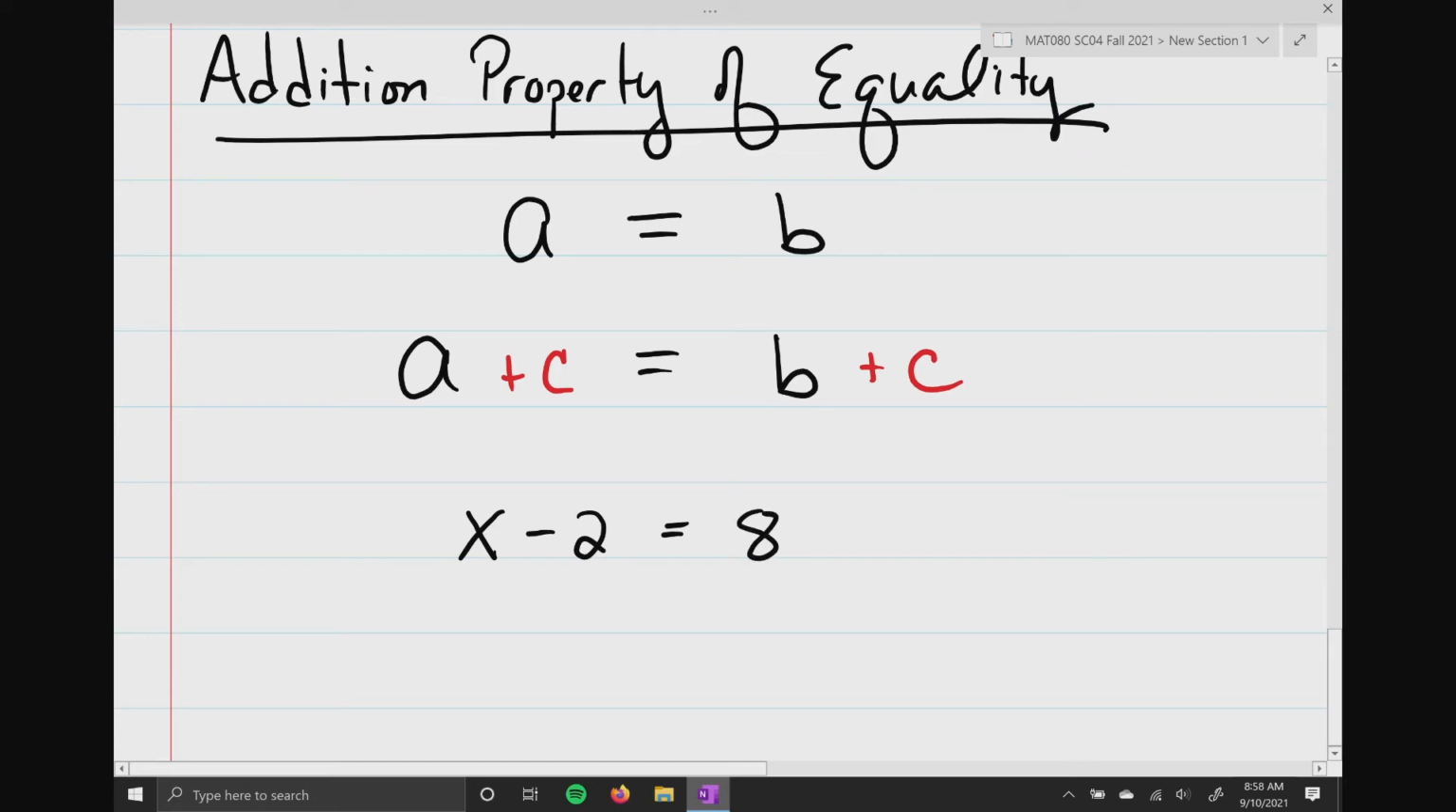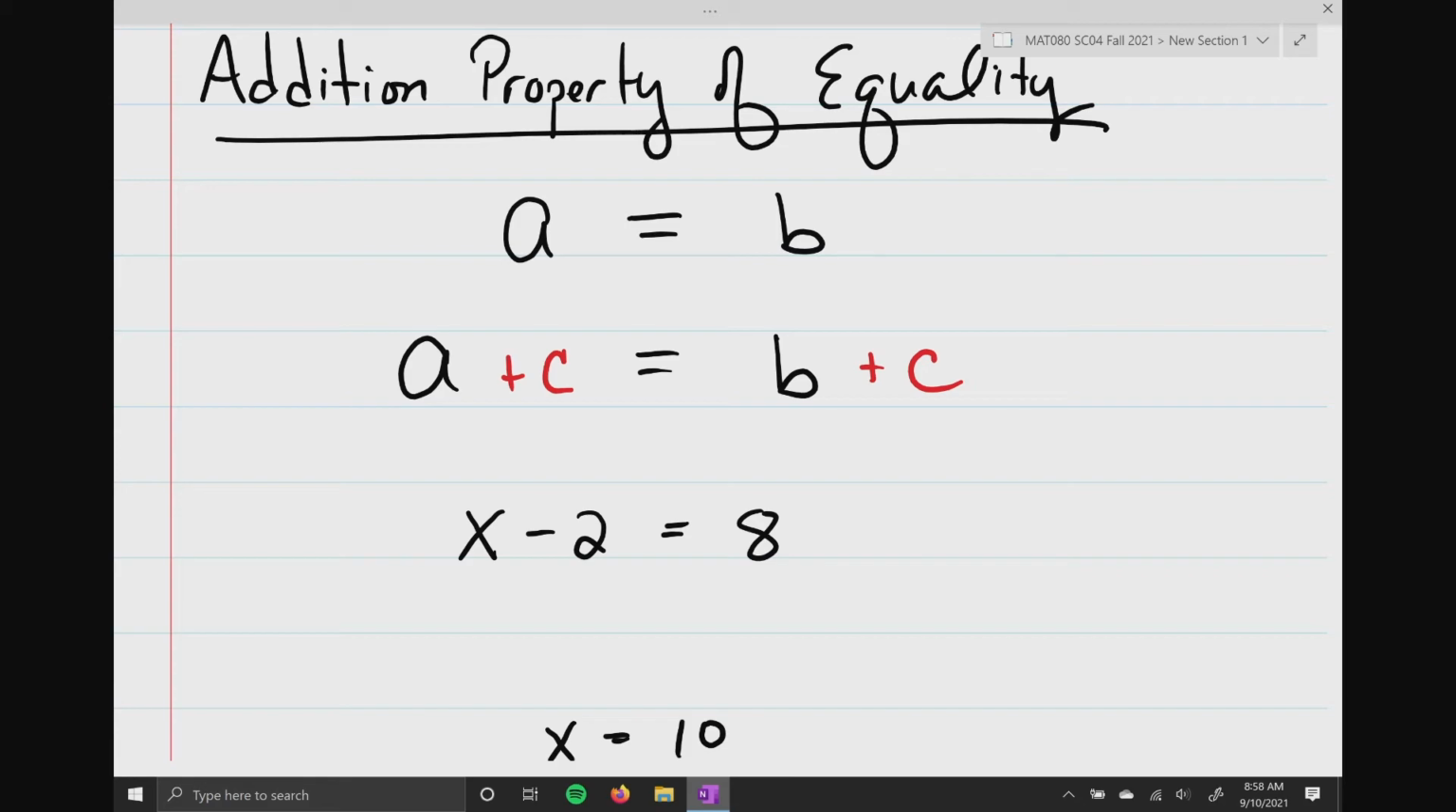boy, this problem looks familiar. But if I have x minus 2 equals 8, and we already know the answer. The answer I'm going to write all the way down here. We know it's 10. We guessed that. But now let me prove it to you. Let me demonstrate that it equals 10.